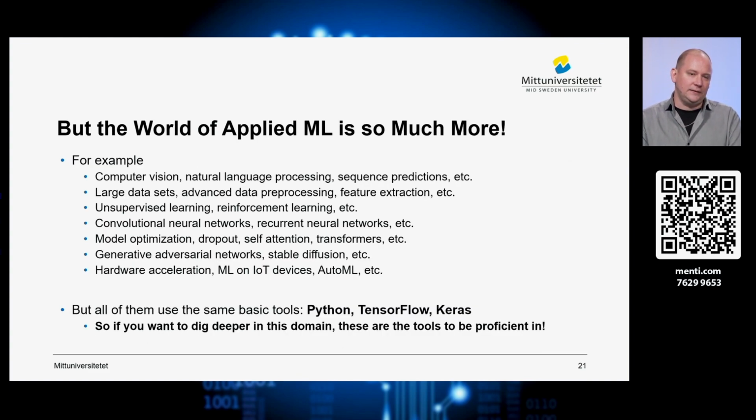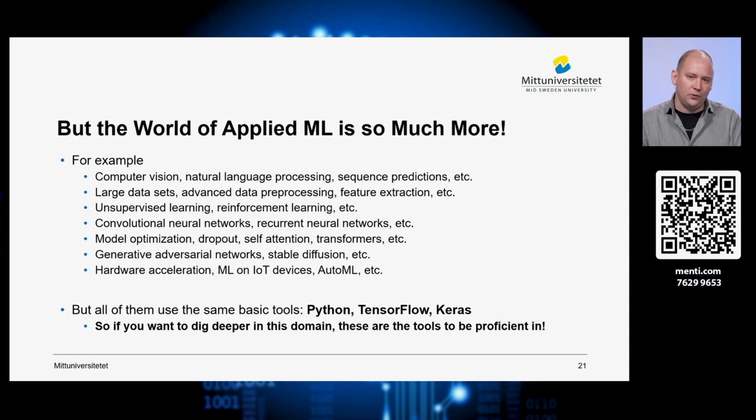And finally, the world of applied machine learning is actually so much more than just this, right? We have seen applied machine learning in the domain of computer vision, natural language processing, sequence predictions, being able to do very, very advanced things. We have seen machine learning and AI handle very large data sets, doing very advanced data pre-processing on everything, being able to extract which features to look at and stuff like that.